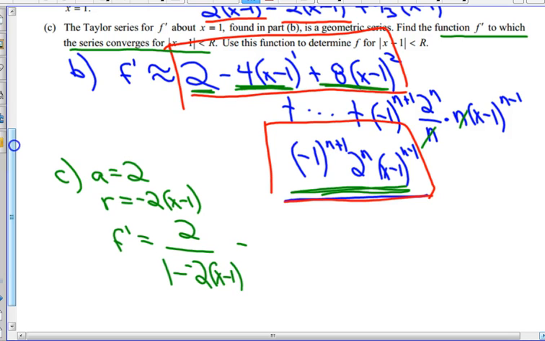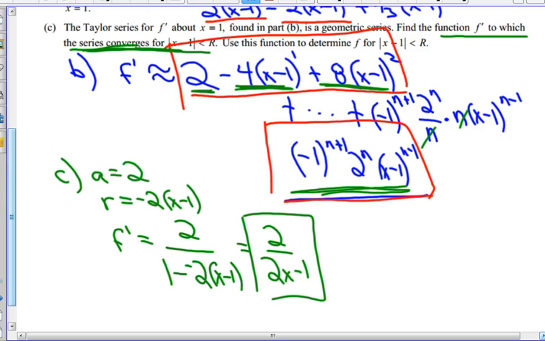So we get that. And again, we might as well simplify a little bit. So we get 2 over, if I distribute that, I've got a positive 2x, and I get a -2 and a +1, so I get 2x minus 1. And that would be the series that this converges to. That's for f prime. Now, using this function, they would like us to come back and find f.